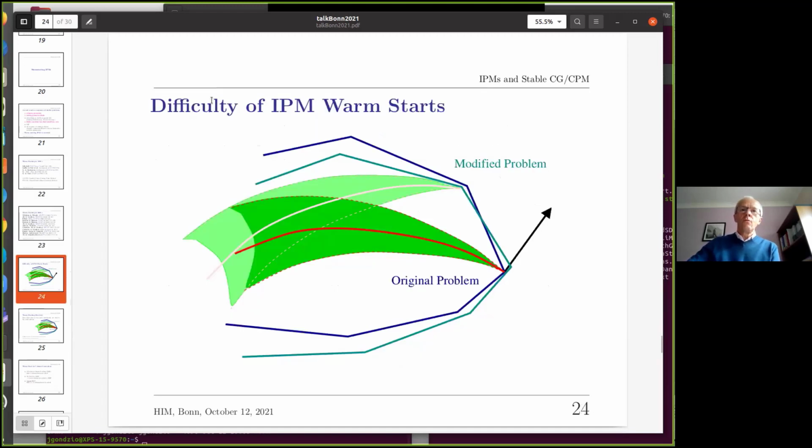Well, first of all, what is the difficulty of interior point method warm starts? Well, here I show you the picture in which there is one problem, this green line, the blue line defines the current polytope, and here's the central path, and here's the good neighborhood of the central path. That's where we would like the iterates to be before they reach the optimal solution.